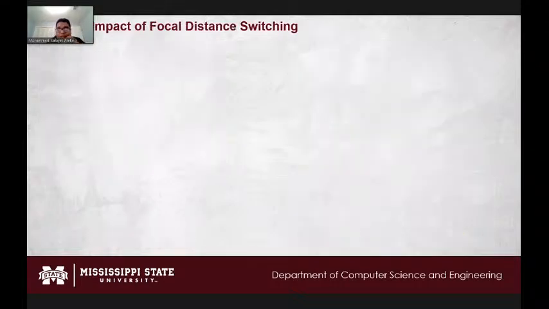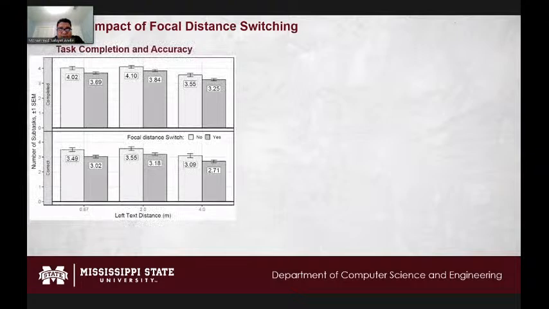Now I move to the results of focal distance switching. These are the results of the impact of focal distance switching, with a similar graphical representation. The x-axis shows three different distance levels, the upper graph shows the number of completed tasks, and the lower graph shows the number of correct tasks by the participants. The light gray bar shows focal distance switching no, that means the distances are at the same level, and focal distance switching yes means the distances are different. At all three distance levels, when focal distance switching is yes, participant performance degrades. That means participants did very well when both pieces of information are at the same level.